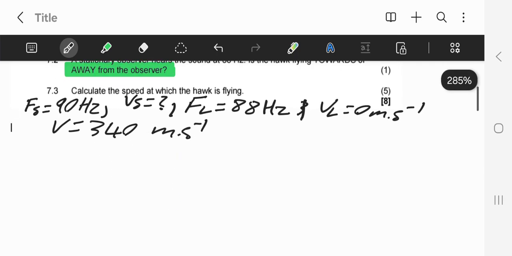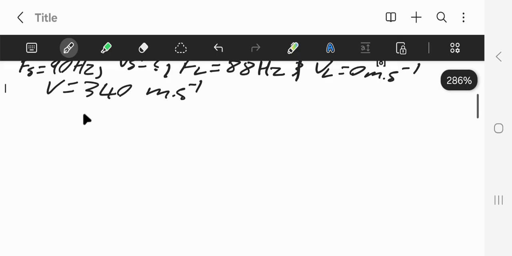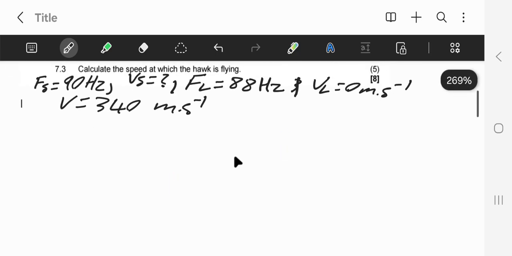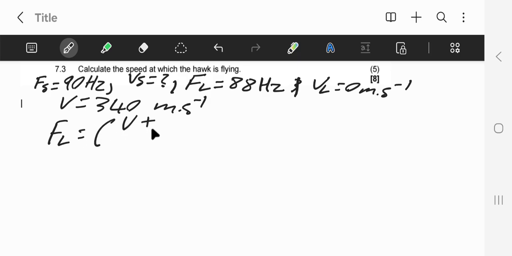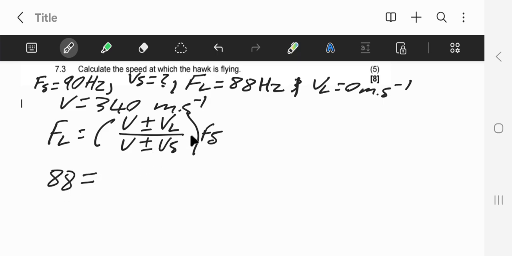Okay, and now we are going to plug this information into our formula. The formula that we are supposed to use is FL is equal to, in brackets, V plus or minus VL divided by V plus or minus Vs, and all of this will be multiplied by the frequency of our source. And then we are going to substitute. The frequency of the listener is 88 is equal to, then on this side we know that the V represents our speed of sound, which is 340 meters per second.